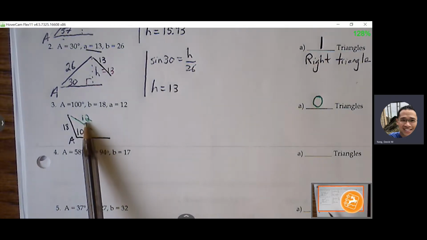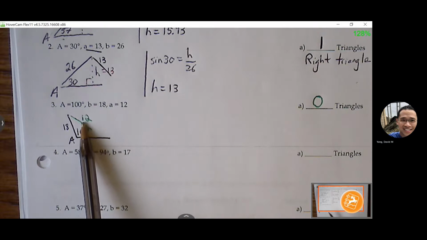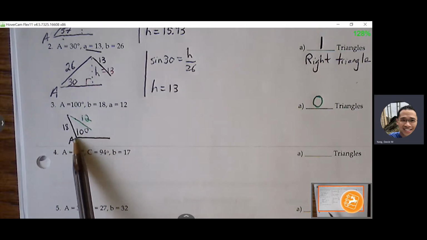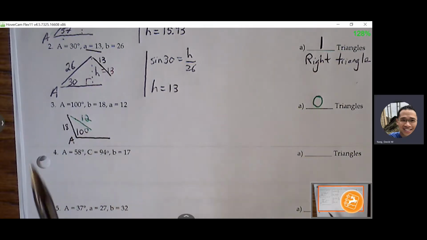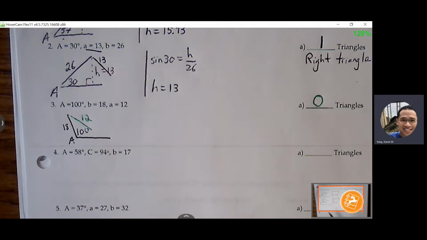What if this was 18? Still wouldn't be, right? I mean, it'll get to this length, but it's not going to be connected to any part of the side here. Okay, so 0 triangles here. Okay, try number 4.